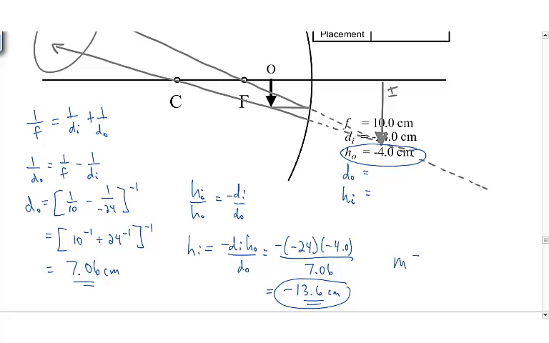If I asked you to calculate the magnification, then remember that's the height of the image divided by the height of the object. So in that case, you would simply put in negative 13.6 as the height of the image, divide by the height of the object, which is negative 4. That would tell you how much that image has been magnified by.